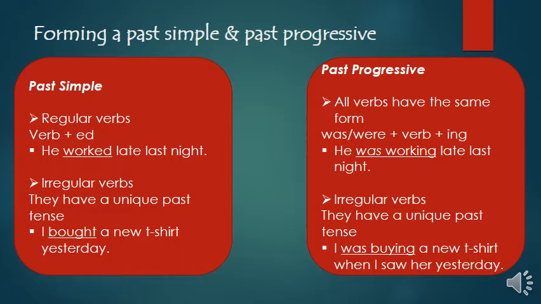So, to sum up, the form of the past simple is different based on the verb. If the verb is regular, then the form of the verb is the verb plus ed, like for example, worked. In irregular verbs, the verb is changed completely because these verbs have a unique past tense. For example, buy, bought. The past progressive has one form in both regular and irregular verbs. Was or were plus the verb plus ing.